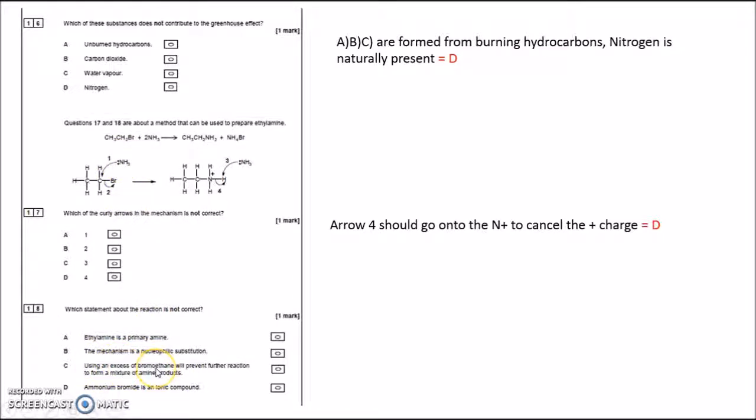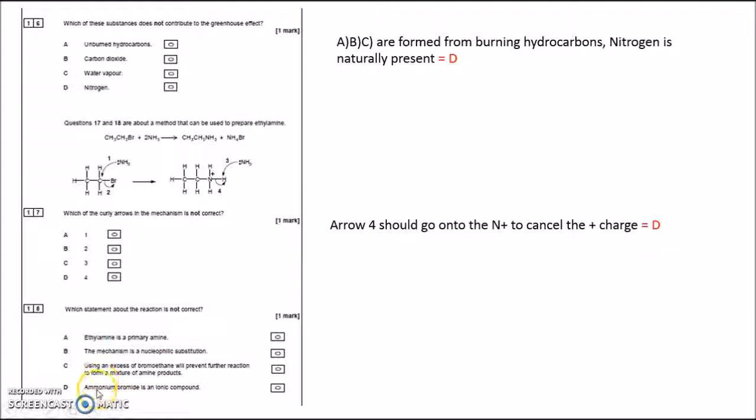Using an excess of bromoethane will stop further reaction to form a mixture of amine products. Now it actually won't, because when you form CH3, CH2, NH2, ethylamine, the N of the ethylamine will have a lone pair of electrons, and so it will react again to form diethylamine, and then react again to form triethylamine, and then react again to form a quaternary ammonium salt. So the fact that you've got excess bromoethane will mean that the ethylamine, the diethylamine and the triethylamine will actually carry on reacting.